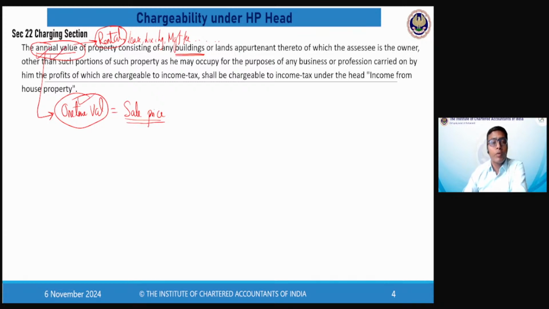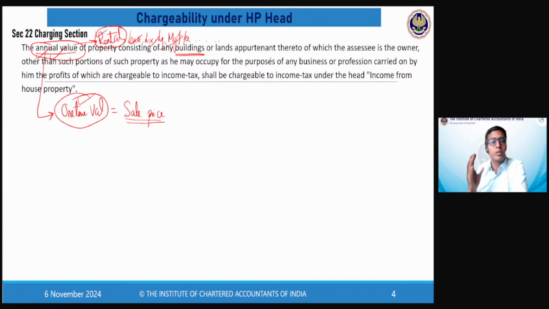Annual value is what will accrue to you annually, which may be in the form of rent, lease, hire, management fee, whatever you call it. So the opposite to annual value is the one-time value. So one-time value, if you are getting, that is from sale of this building, it will not be covered over here. It may be covered under the head capital gain if this building is held as a capital asset.